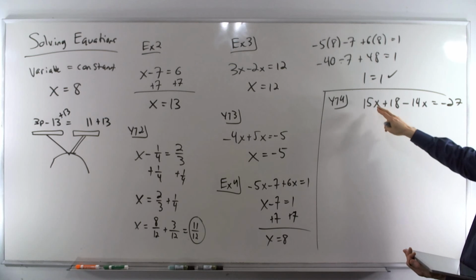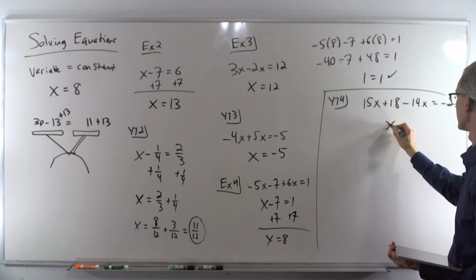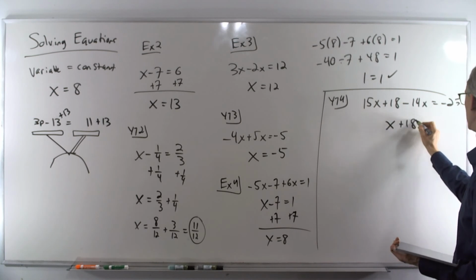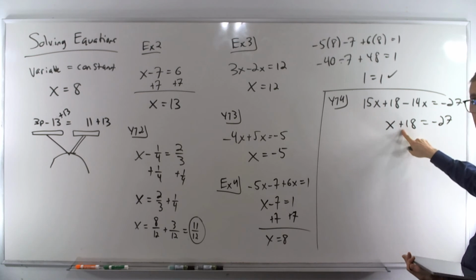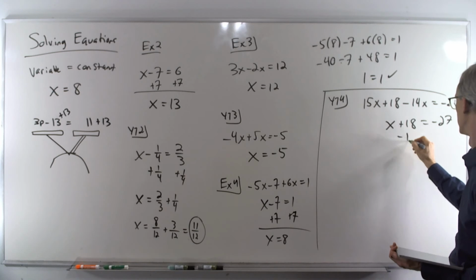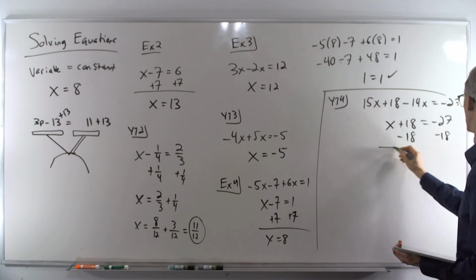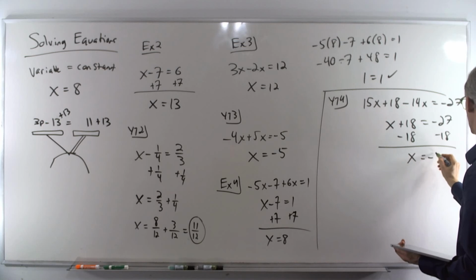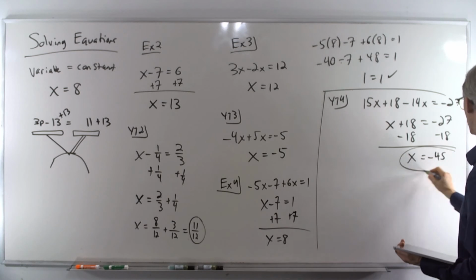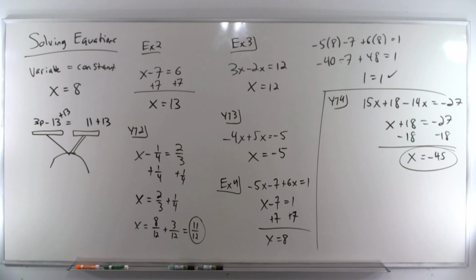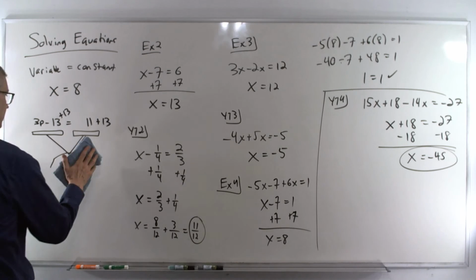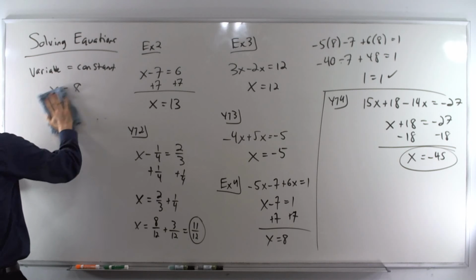On the left-hand side, 15 minus 14 is 1, so that's a single x. Keep the 18 plus 18, negative 27. All right, now we have a positive here, so we need to do the opposite and subtract. Combine those, we get x equals negative 45. Now, up till now, the coefficients on the x's have always been 1. But of course, that always will not be the case.